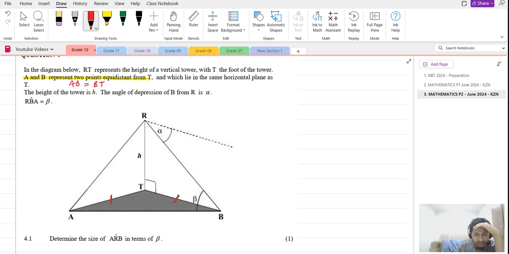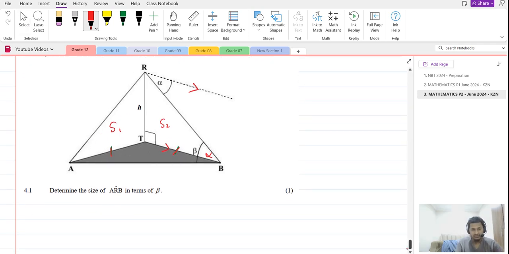So looking down, you can take an alternate. Remember, this is parallel to this. So always take the angle of depression as alternate angles and make it an angle of elevation. And RBA is equal to beta, looking at the front face. Remember, this alpha is for the side view. So we have one side, another side, the horizontal plane and the front view, RBA. Right, so we understand the diagram.